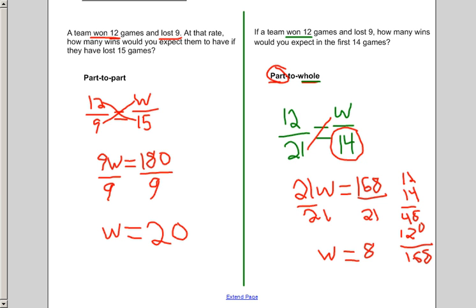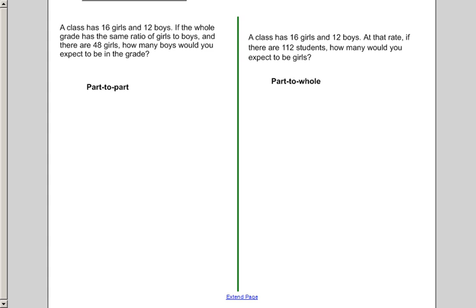Now practice this on your own. Try to set up the part-to-part ratio here and the part-to-whole ratio here, and then solve. Okay, so we have a class with 16 girls and 12 boys. So part-to-part would be 16 girls, 12 boys, and that should be equal to, using that same ratio, we know there are 48 girls. So we had girls on top, so 48 girls over here. And boys, we don't know how many boys are here.